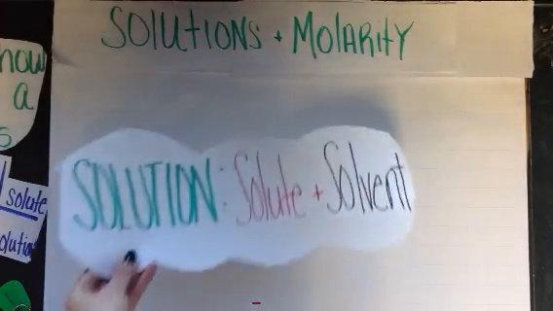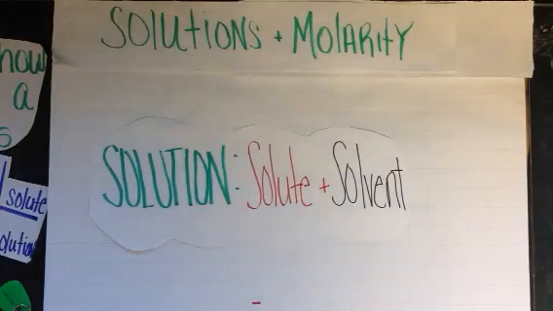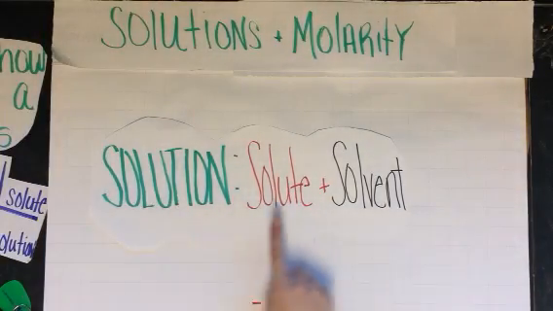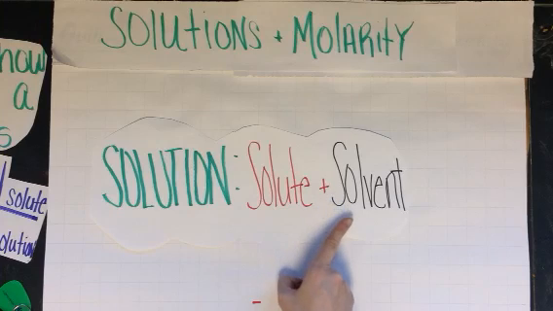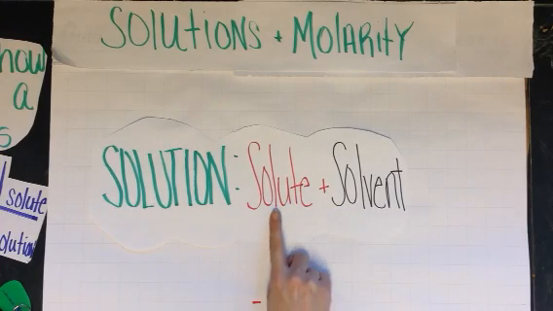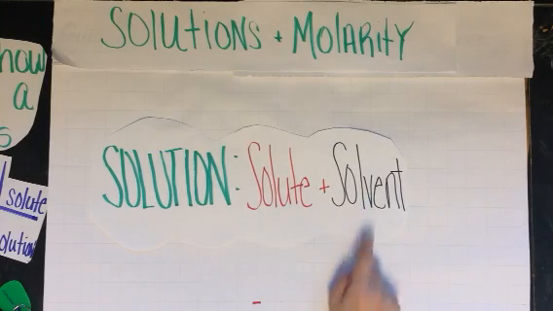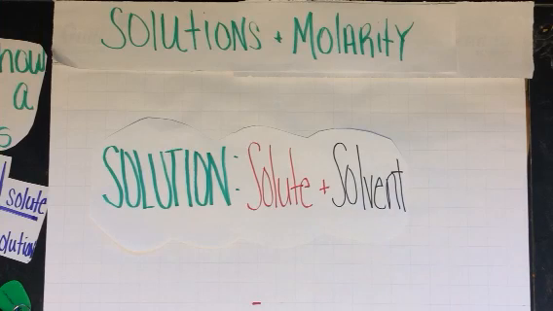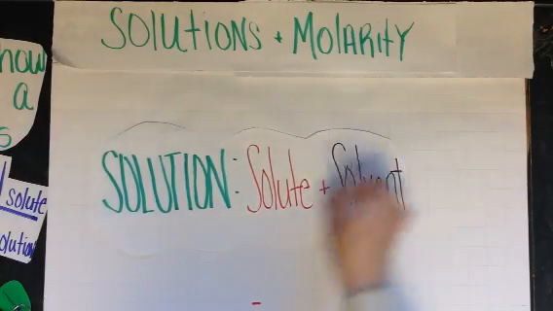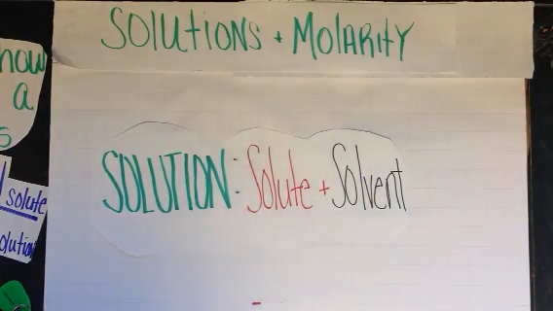So let's first start talking about what a solution is. A solution is when you take something called a solute and you dissolve it in a solvent. Taking something like a salt would be an example of a solute and dissolving it in something like water. Water is our universal solvent. Majority of our things are dissolved in water. So let's break that down and make sure you have these two words and their definitions.